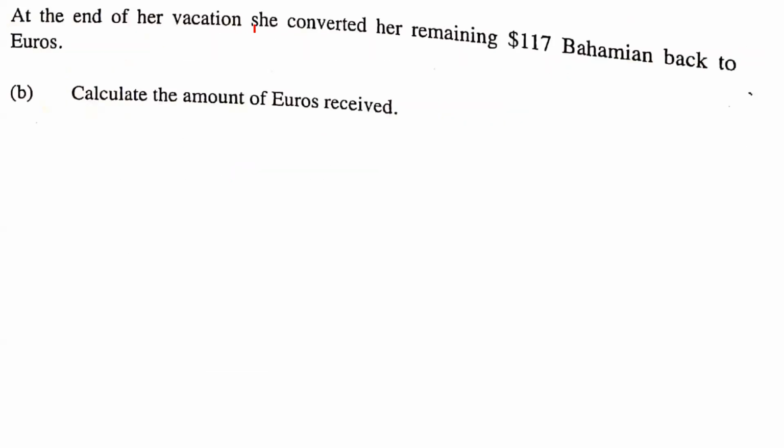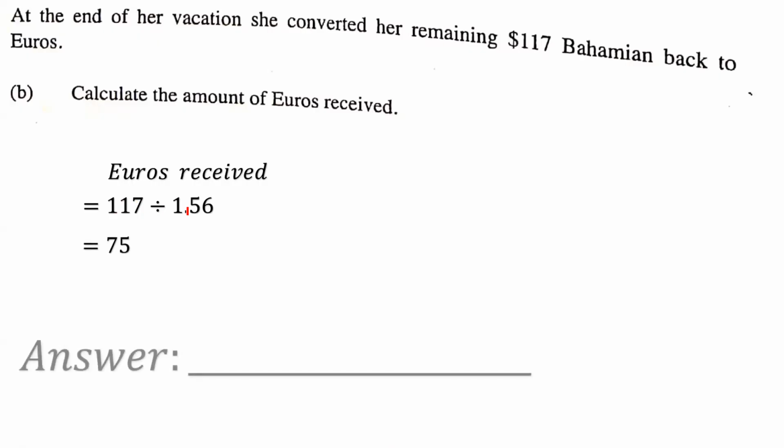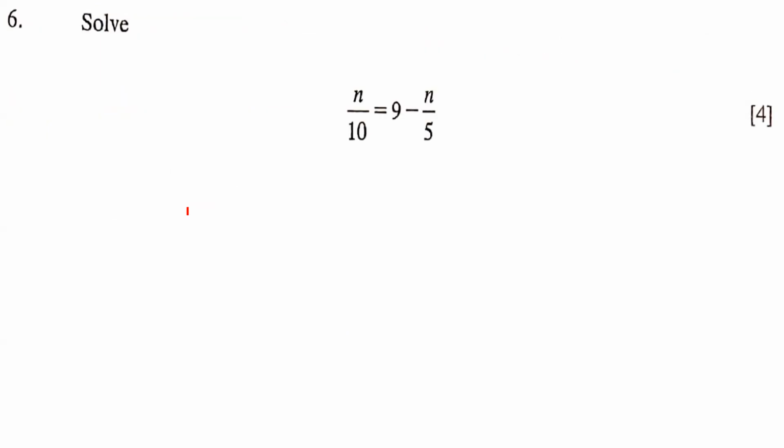It says at the end of her vacation, she converted her remaining 117 Bahamian dollars back to euros. Calculate the amount of euros she received. Well, in this case, we're going to divide. The euros she received is going to be 117 divided by 1.56, and that gives us 75. So the amount of euros that she received is 75 euros. For the first one, we multiplied. For the last one, we divided. Let's move on to the next question.